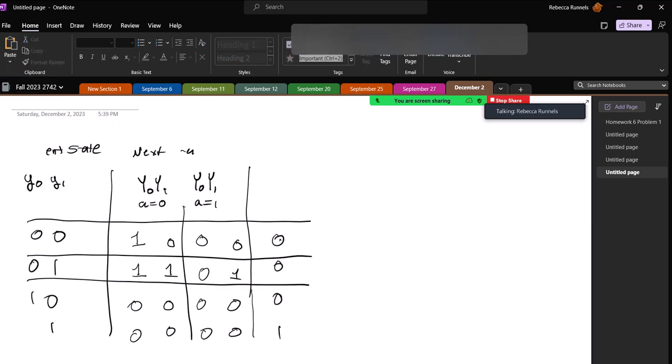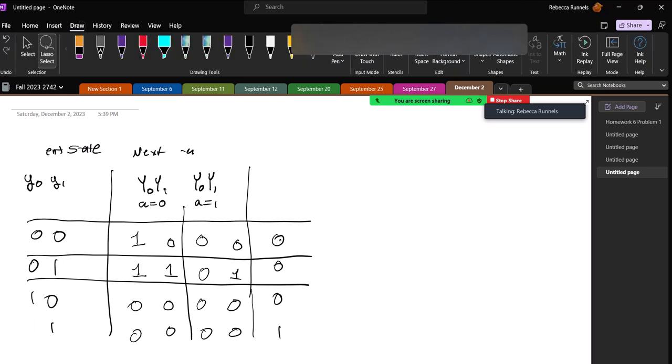Okay, so let's give these states some names, because it's easier. Let's call them A, B, C, and D. A is 0, 0, so everywhere in this state table where I have 0, 0, that's A. B is 0, 1, so that's right here. And C is 1, 0, that's right here, and D is right there.